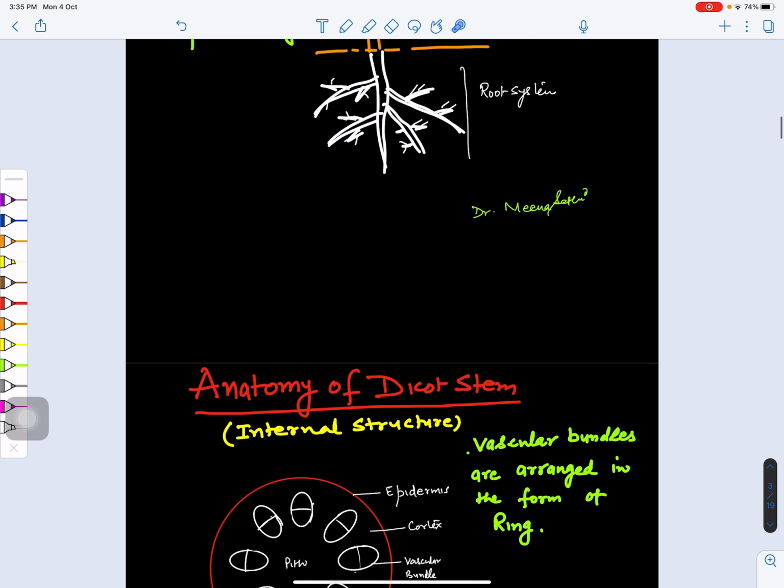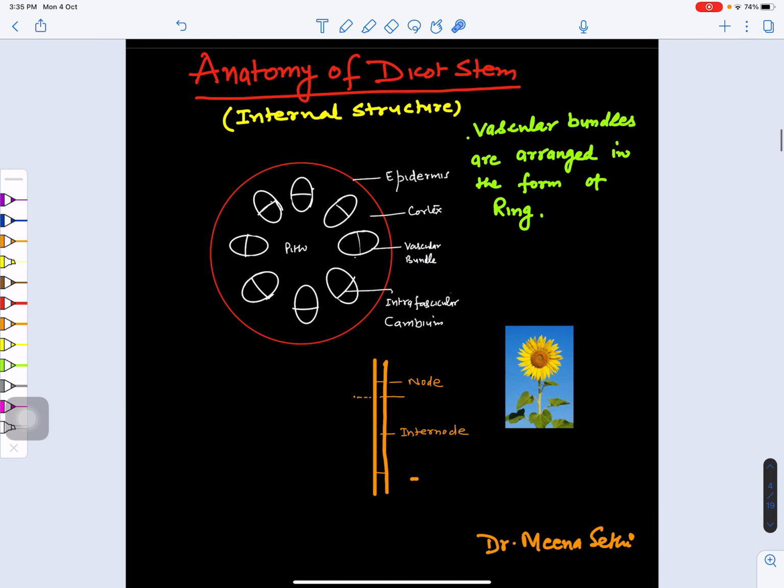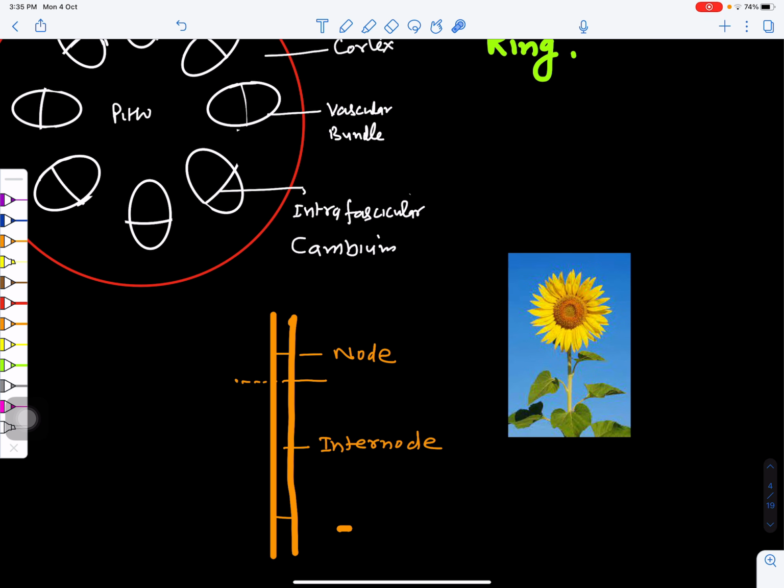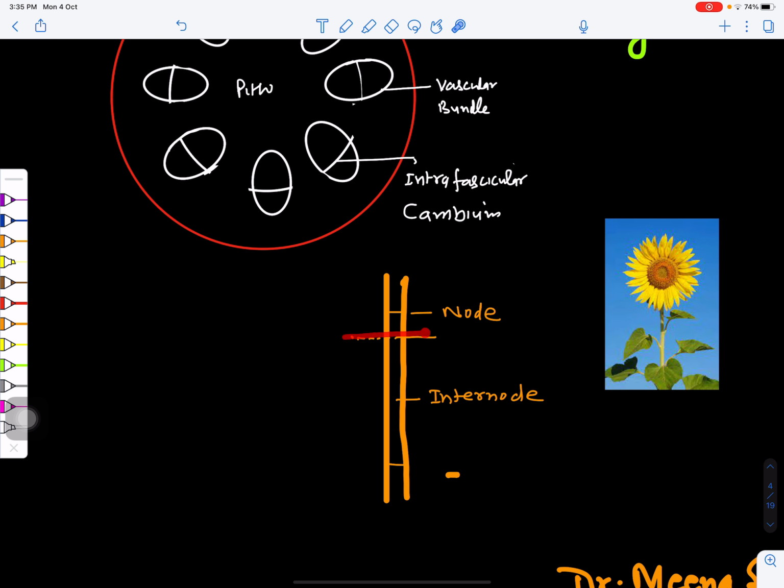Now if we take its stem, for this we are selecting the sunflower plant. Now this is the stem of the sunflower. These are leaves borne on the sunflower stem. This is the flower, but we are talking about the stem only. So we'll just remove the leaves and we'll take the stem. And when we take the stem, we can cut its section. This section is called a transverse section, right? This can be cut with the help of a razor, blade or microtome.